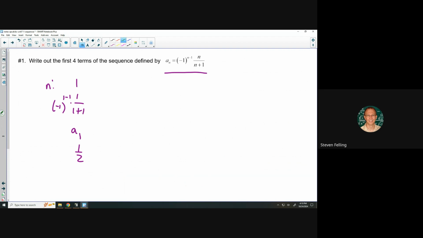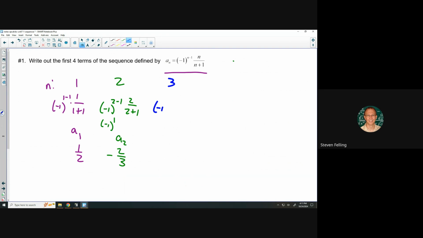I'll change colors here. The next term of the series would be if we plug in 2. So if we plug in a 2, we would have negative 1 to the 2 minus 1 over 2 over 2 plus 1. Now this is negative 1 to the first power, which is now a negative. So the second term here, which we could label a2, is negative 2/3. A sequence is just a list of numbers in a particular order. And since this said to do more, we'll do a third term here.